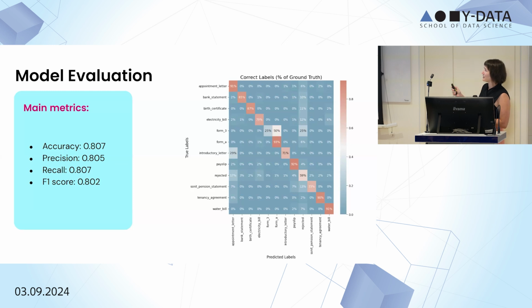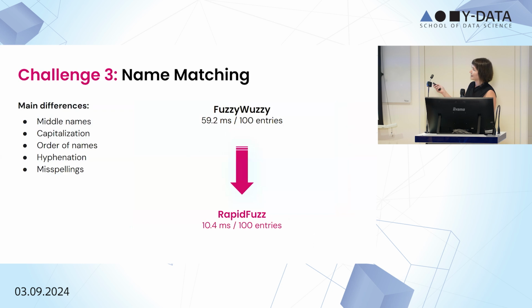We have the model, we have the prediction, and we forgot about name matching. Name matching was the final challenge that was also pretty complicated. You would think that when you have a name and when you have a text, you can just search for the name in the text and find it. And then it turns out that it doesn't work like this, especially in Ghana.